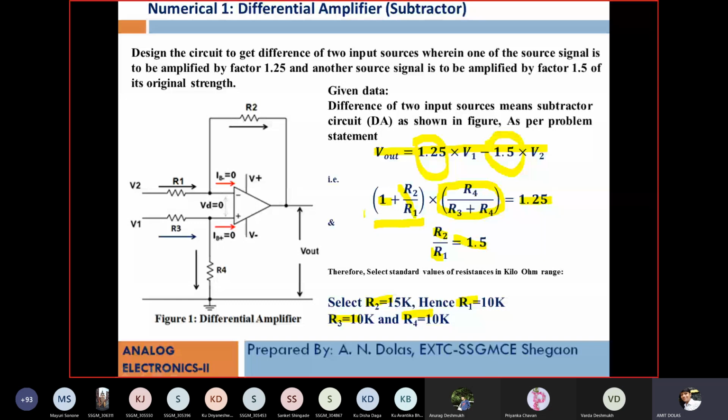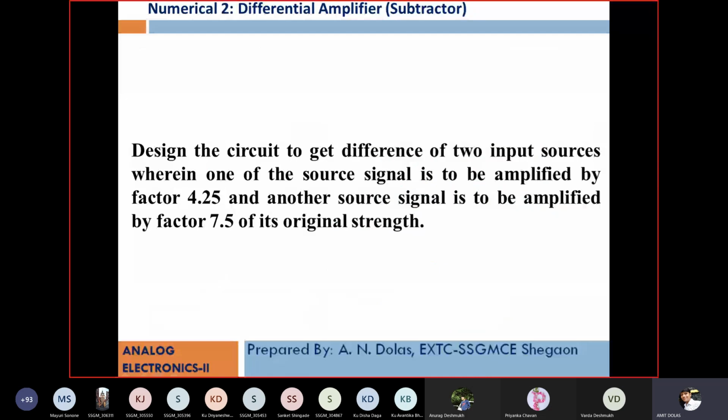Okay, the next problem is based on a similar kind of circuit. Numerical 2. I just changed the constant multiplier. Design a circuit to get the difference of two input sources, wherein one of the source signals is to be amplified by 4.25 and another signal source is to be amplified by 7.5 of its original strength. As it is a problem statement, I have changed the value. So again, solve this.